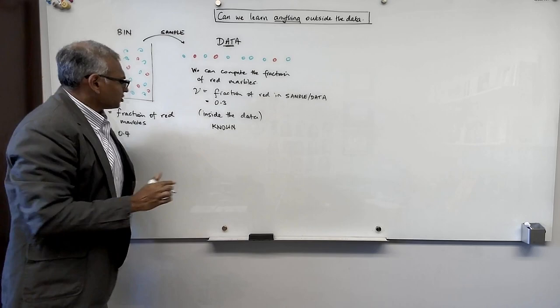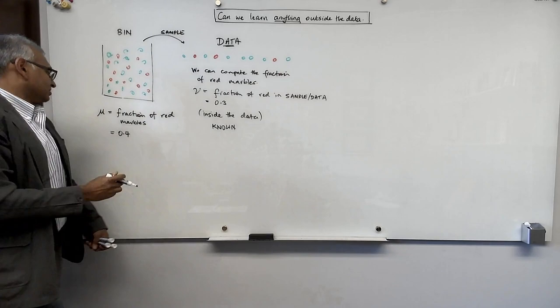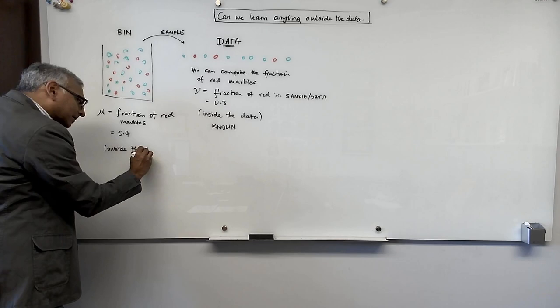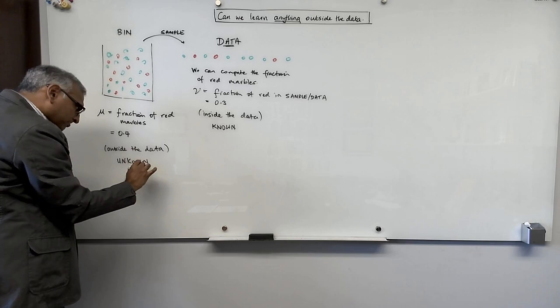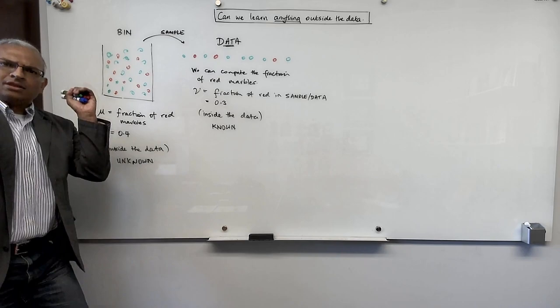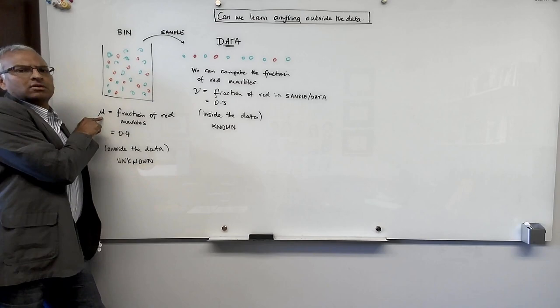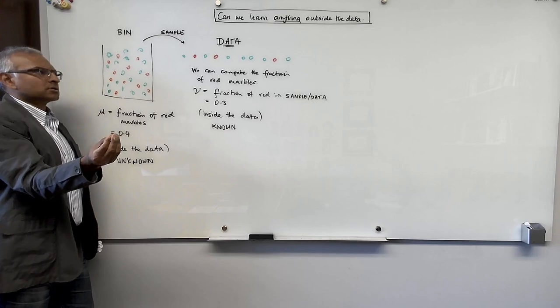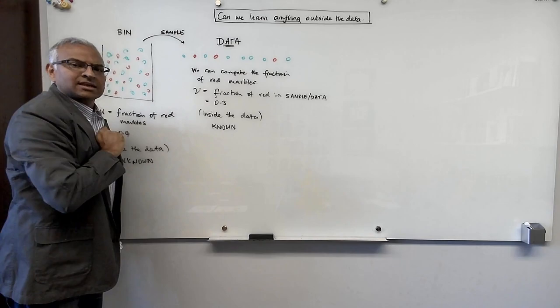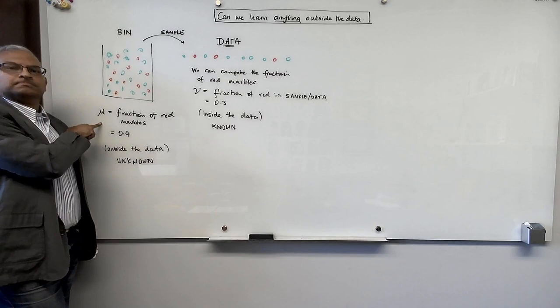Why outside the data? Because to compute mu, I need to know the colors of all the marbles, including marbles that are not in my data. So mu is outside the data, and it's unknown. And so here's a very simple learning from data problem, much simpler than learning an entire target function. All I would like to know is the fraction of red marbles in the bin, which is an outside the data quantity. And all I know from the data is the fraction of red marbles in the data, nu. So the question is, can I reach from my data nu into the bin, mu, somehow, and infer mu? Can I reach from nu to mu?